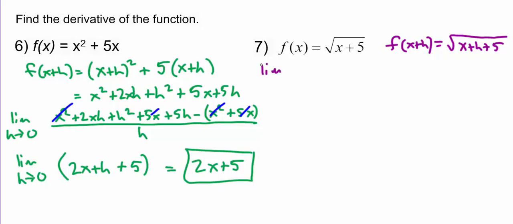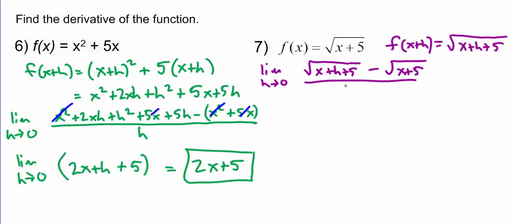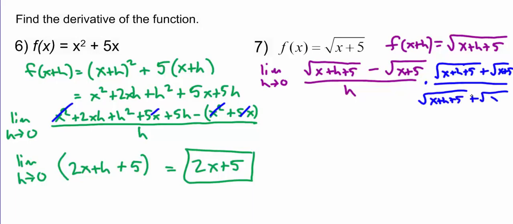So I'm going to find the limit as h approaches 0 of f of x plus h, which is going to be the square root of x plus h plus 5 minus f of x, all over h. And again, we're going to have to use conjugates, our good friend conjugates, to help us out again. And so here we go. It's a little bit ugly this time, but square root of x plus h plus 5 plus square root of x plus 5. We're going to do that numerator and denominator, just like we always do. Square root of x plus h plus 5 plus square root of x plus 5.